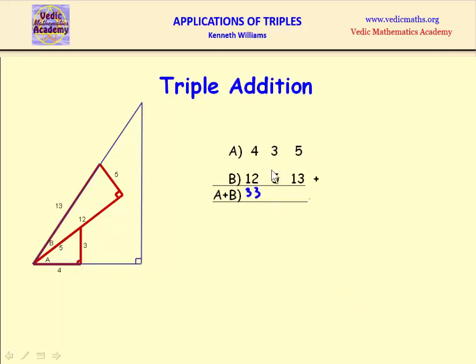And to get the middle element, we cross multiply and add, starting here. So we have 3 times 12 plus 4 times 5. That's 36 and 20, which is 56. And for the third element, we simply multiply vertically on the right here. 5 times 13 is 65. So that triple will contain an angle equal to the angles A plus B.